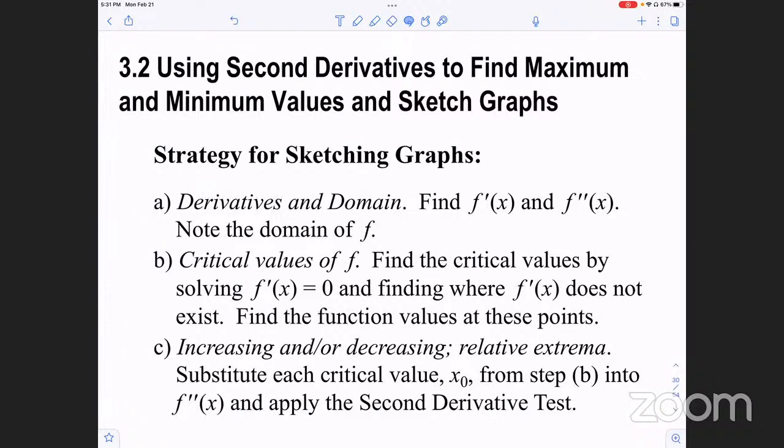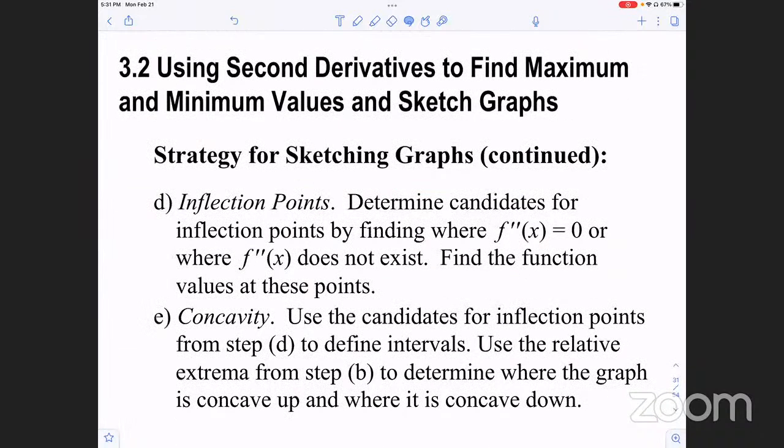Basically you want to find those critical values and plug them into the second derivative to see if the graph is concave up or concave down. And then you want to find your points of inflection using the second derivative. The point of inflection is going to occur where the second derivative is zero or undefined. Once you find the critical value, for it to be a point of inflection, the graph has to go from concave up to concave down or vice versa.